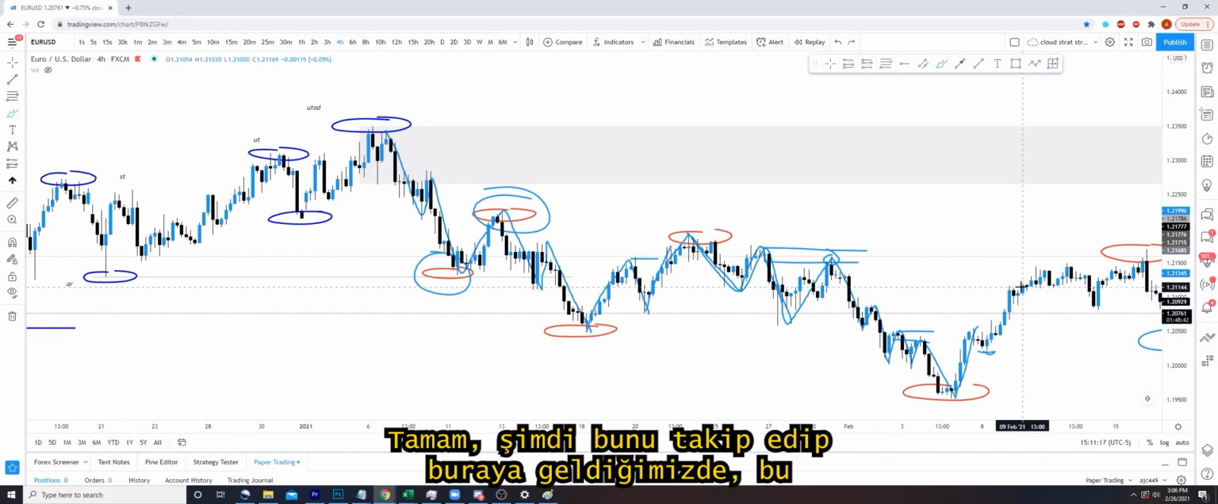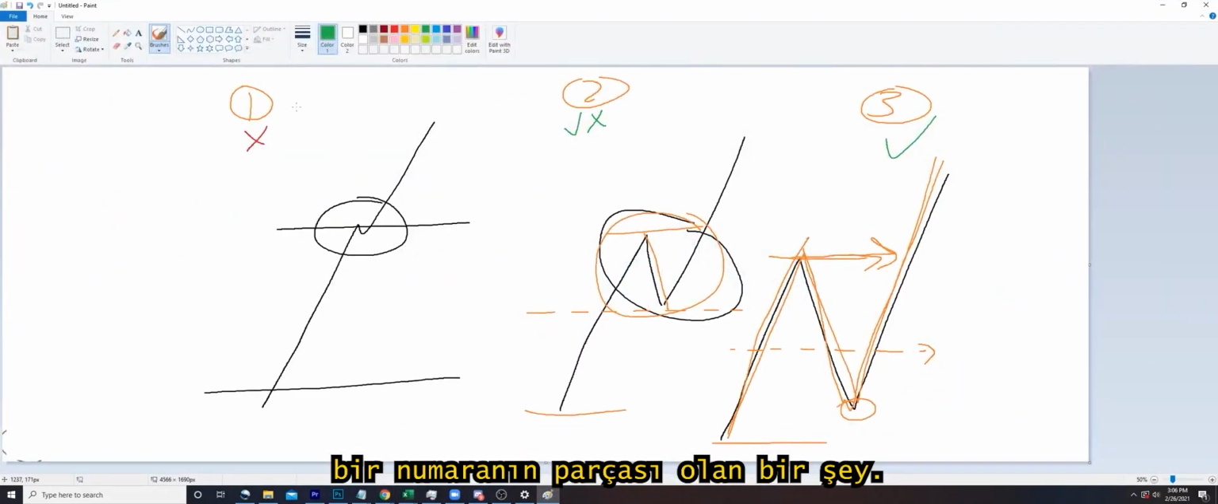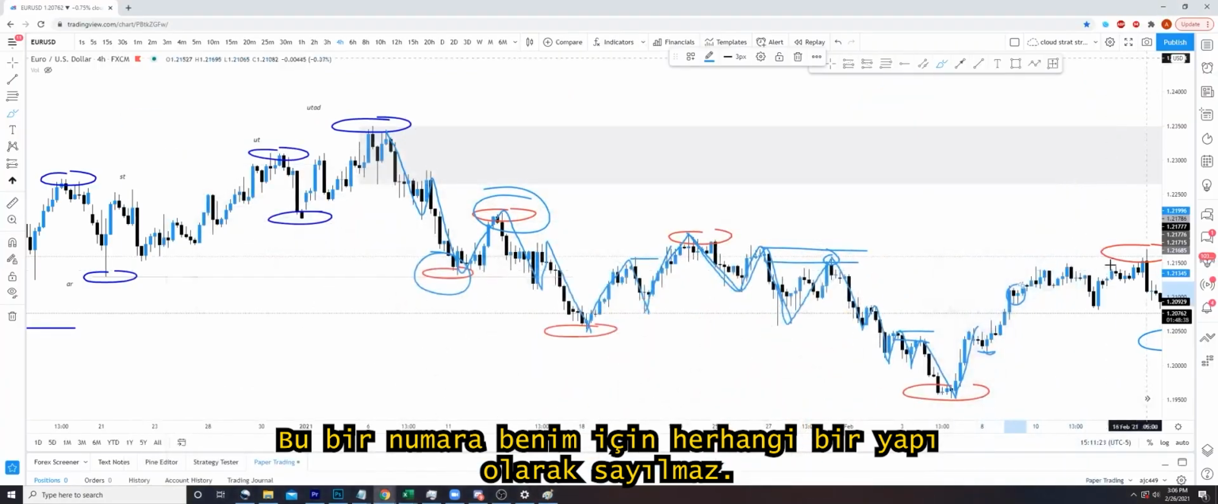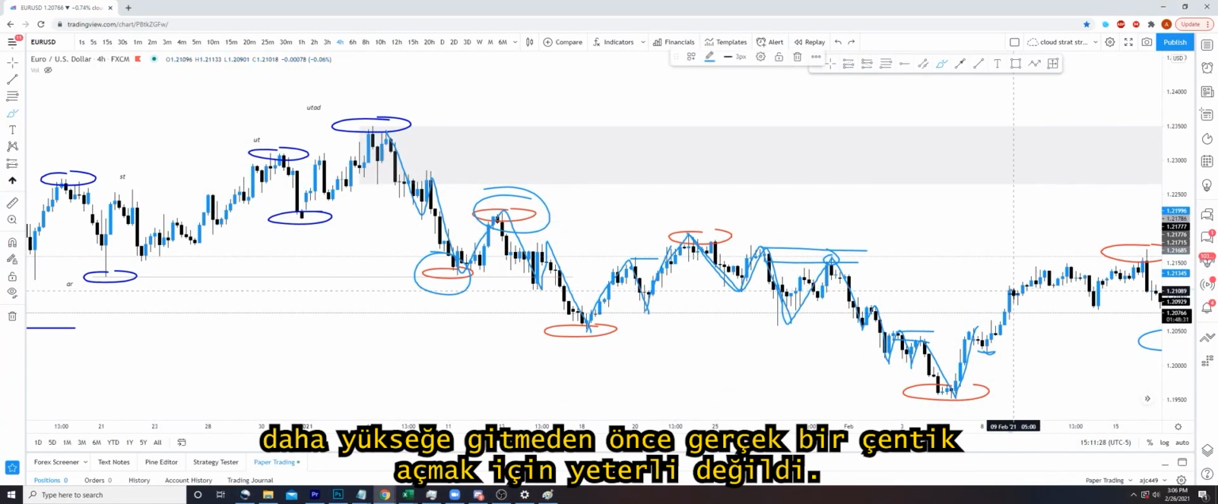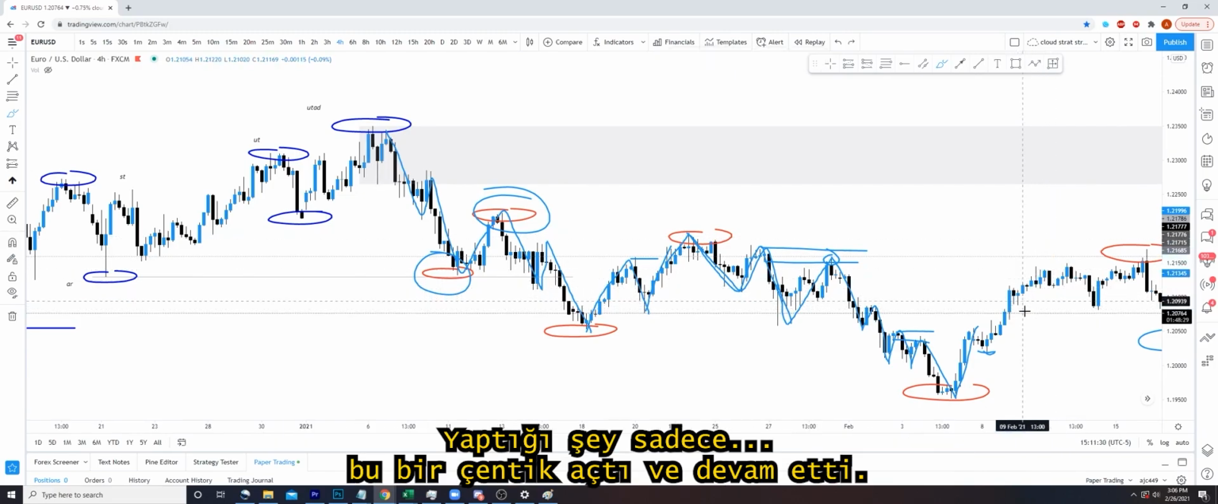Okay, now as we follow this and we get here, this is part of this number 1. This number 1 does not count for me as any structure. What I mean by that is it wasn't enough to make a real dent before then moving higher. What it did is it made a dent and continued.